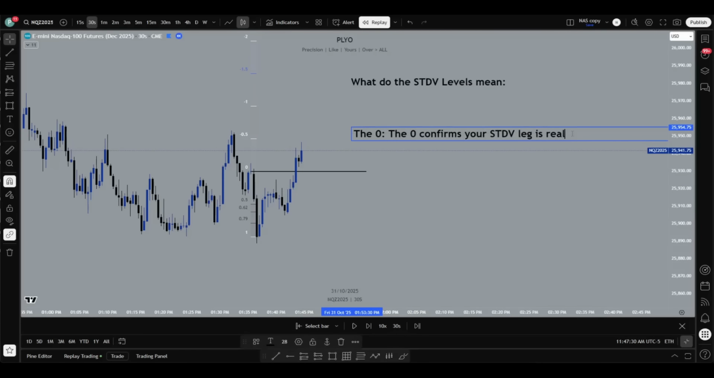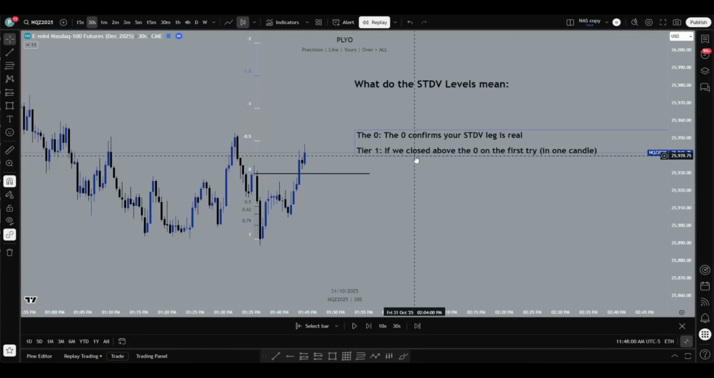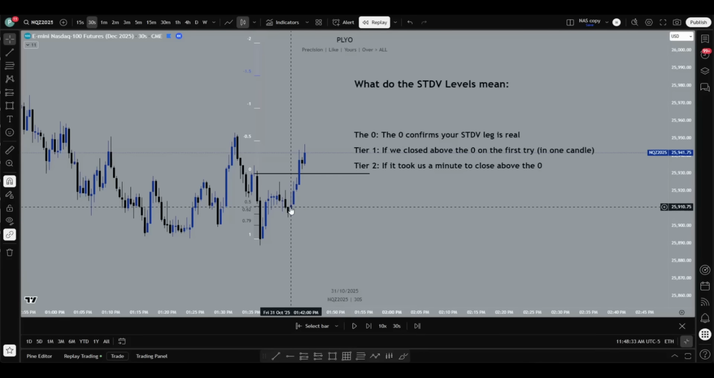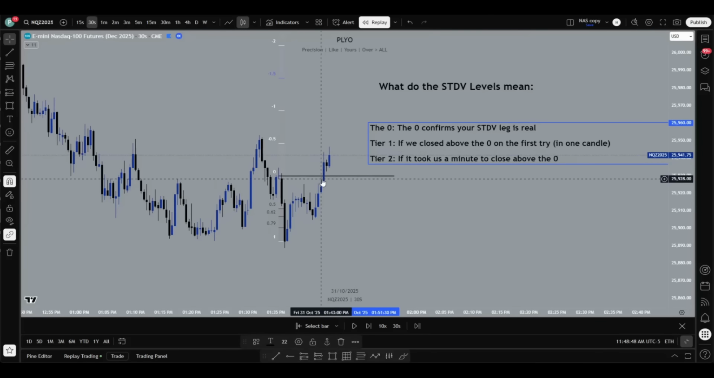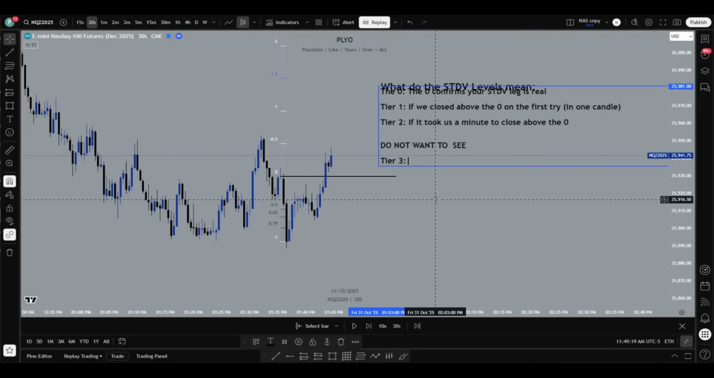Now, you can kind of rank this into tiers, basically. So tier 1 for the 0 is if we close above the 0 on the first try, and you want to see us stay above the 0, basically. Tier 2 would be if it took us a little minute to close above, but we finally do end up closing above. Say, for example, this one bullish candle didn't quite get there, like maybe we stopped right on it here, and then the next couple of candles finally closed above the 0. That's tier 2. Okay, so tier 3 is what you don't want to see.